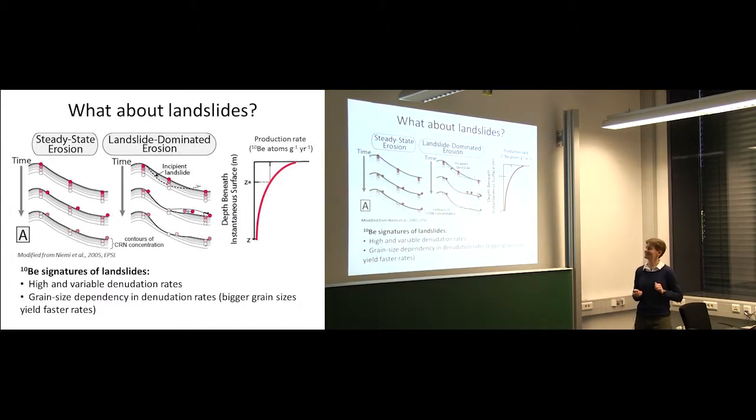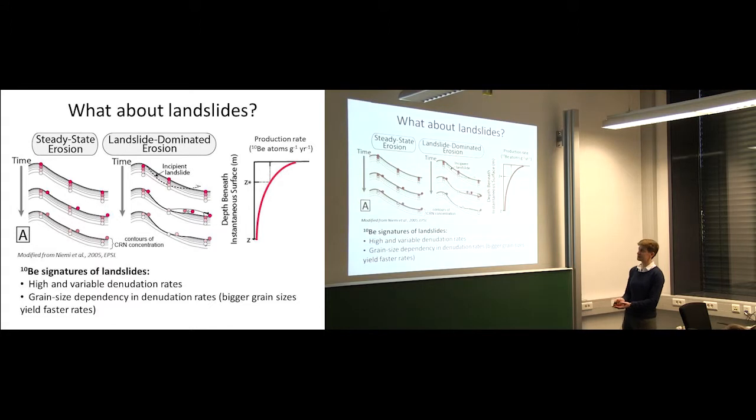Okay, another interesting thing that people who have worked in landslide-dominated landscapes have found is that there tends to be a very strong grain size dependency in the denudation rates that they measure. Specifically, bigger grain sizes yield faster denudation rates. So for example, if you collect a bunch of pebbles from your river system, that'll give you a faster denudation rate compared to a pile of sand.